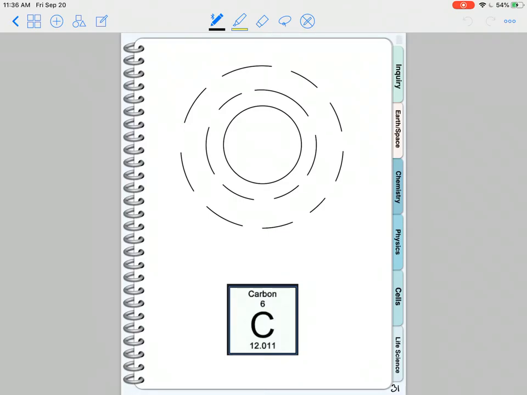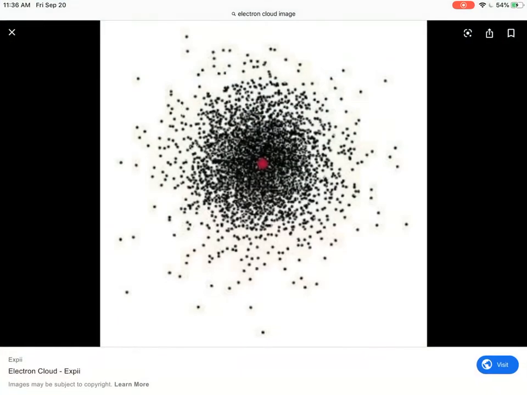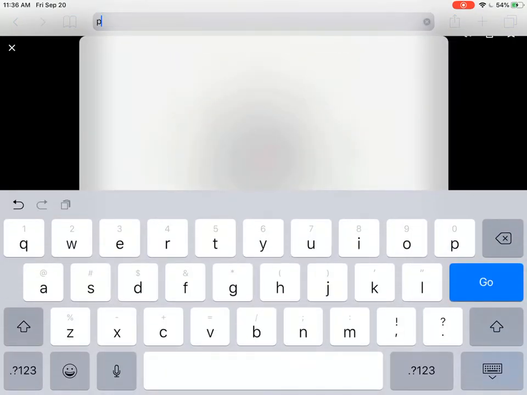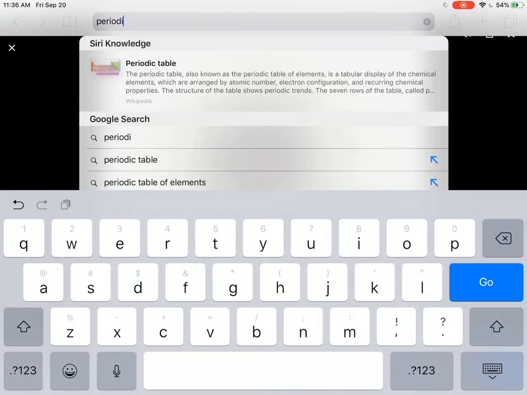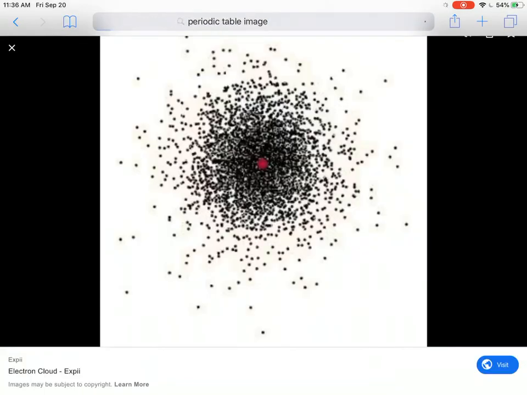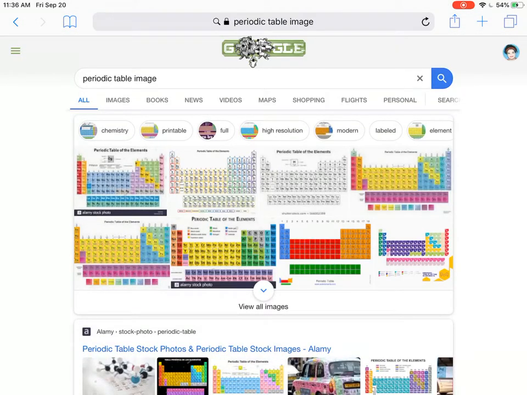This is on page 31 of your student text, and I'm going to walk you through how to draw an atom of carbon by reading the periodic table. So let me first of all pull up the periodic table if I can find one. Remember to do this, I'm just typing in the term and the word image, and it should bring up what we're looking for. There are some beautiful periodic tables out there.